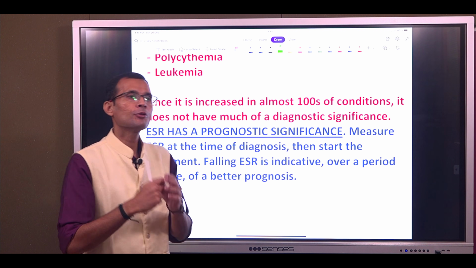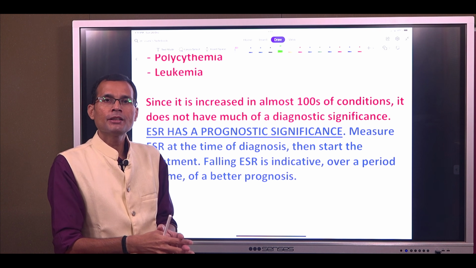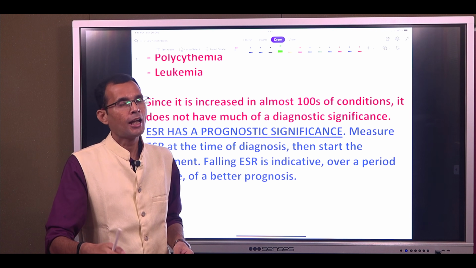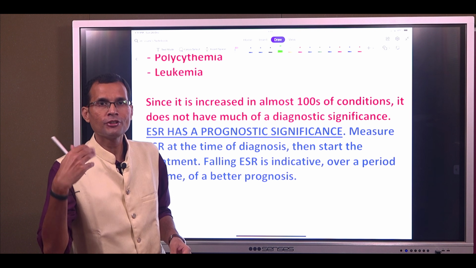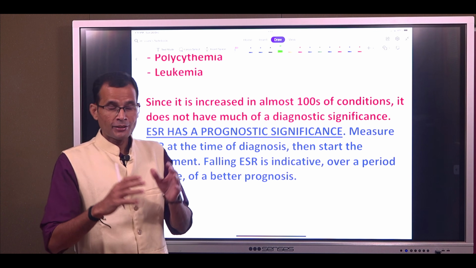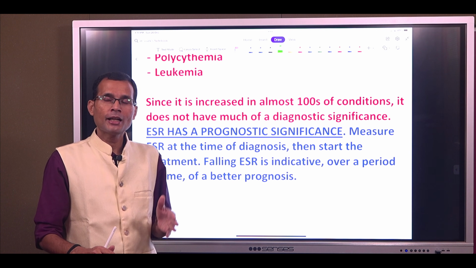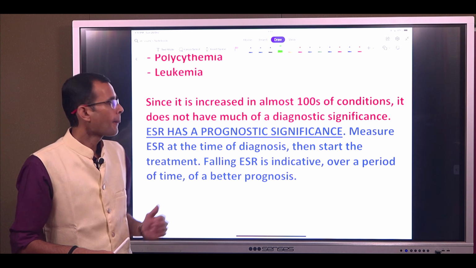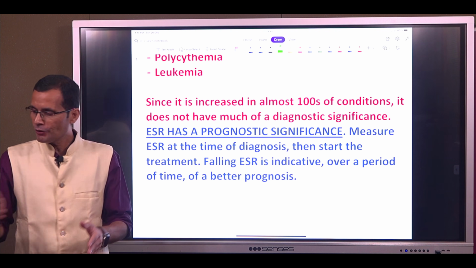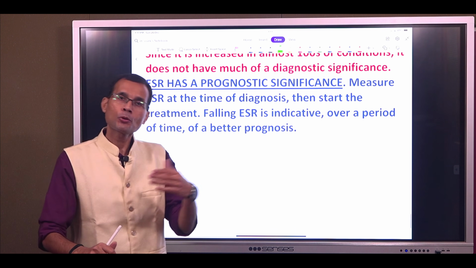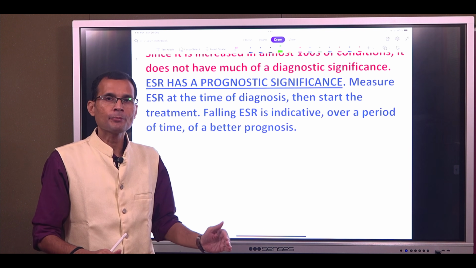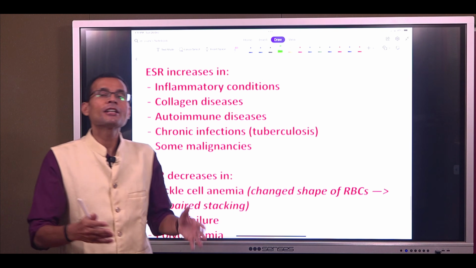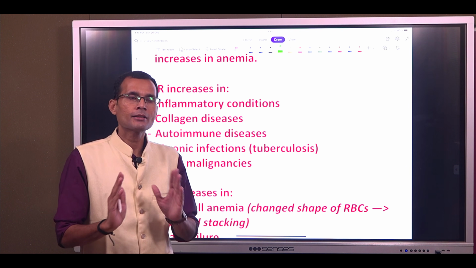On the other hand, if you have started the treatment and you are performing ESR periodically every 2 months, and you see that ESR has not decreased, or in fact has gone further up, the disease outcome may not be that good. The patient may not be taking treatment. There are lots of factors associated with it. So, it is indicative of the prognosis of a disease over a period of time. That's the clinical importance. And therefore, let me just sum it up again.